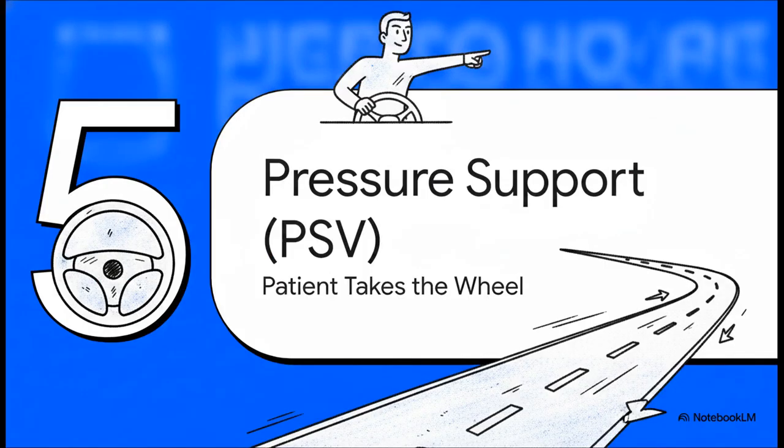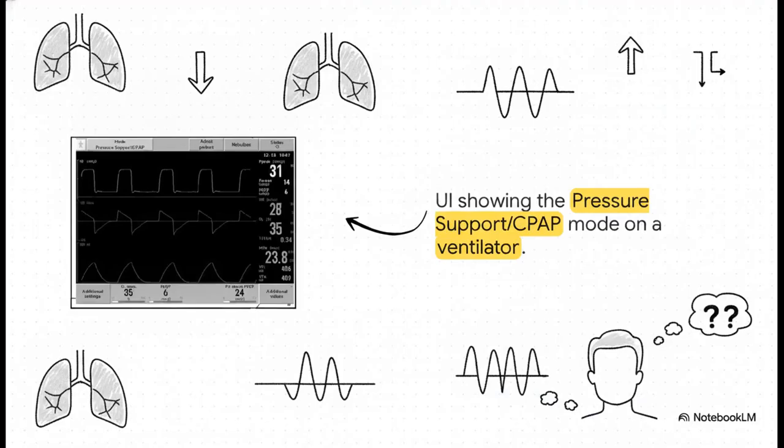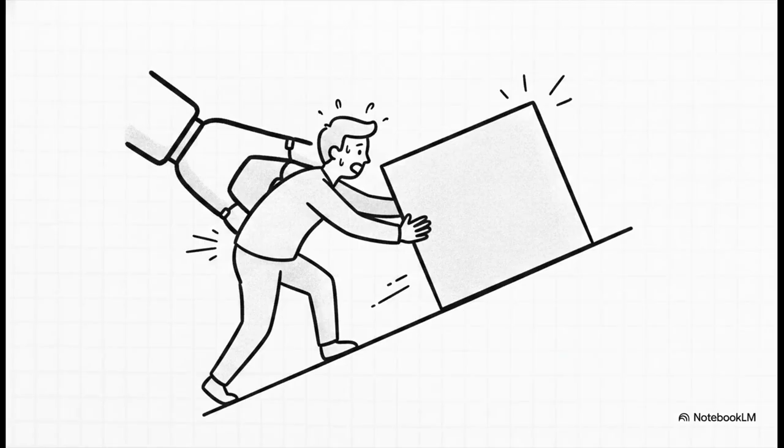Part 5. Pressure Support Ventilation, or PSV. Now we're in pressure support ventilation, and here the patient is totally in the driver's seat. There's no set respiratory rate, no set tidal volume. The patient completely decides when they breathe, how fast they breathe, and exactly how deep they breathe. So what's the machine actually doing in this mode? It's just giving a helpful nudge.